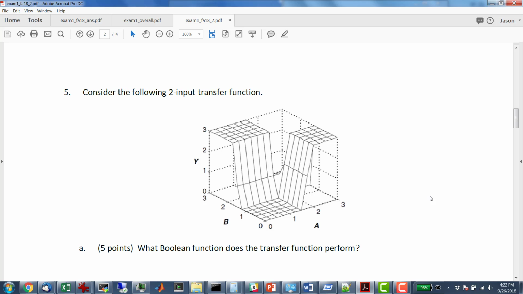But anyway, that's beside the point. So this is an XOR. If you answered OR, you still got full credit. So XOR or OR, fine.